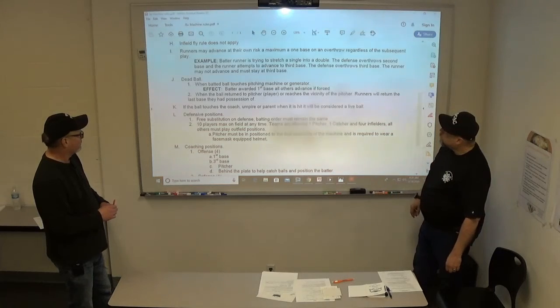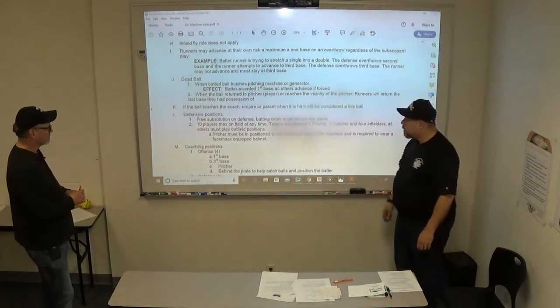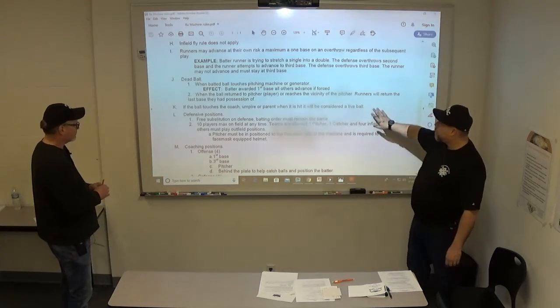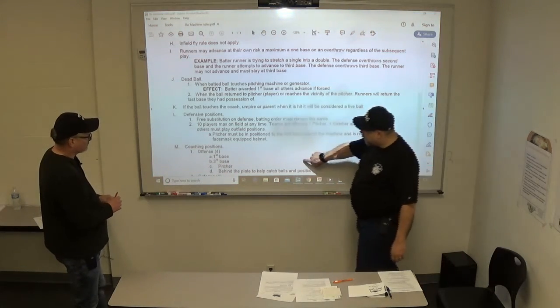Everything else is the same, isn't it? Yeah, all the rest of these rules are pretty much the same. Ball touches the coach, it's a dead ball. Ball hits the coach umpire, it's still considered a live ball. The other difference will be down here, defensive.